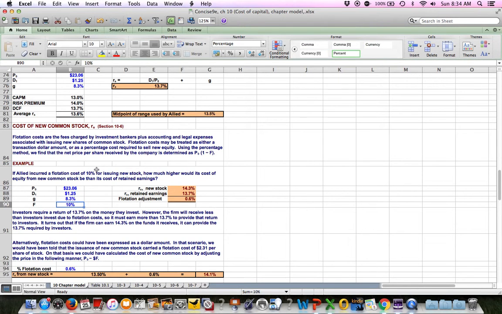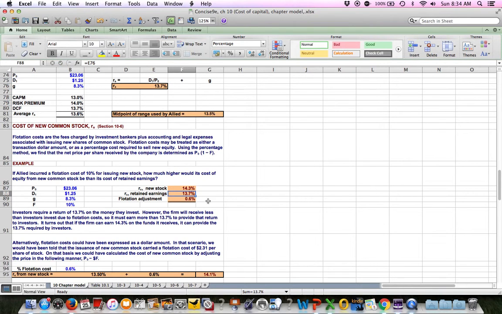Now we're really just factoring in the one new thing, and that is the flotation cost. That's really the only difference between what we did up here versus what we're doing down here. So we just added the F component. And so you can see that the new stock offering, that cost, the formula is right there. And then the cost of retained earnings is just simply what we did up above right here.